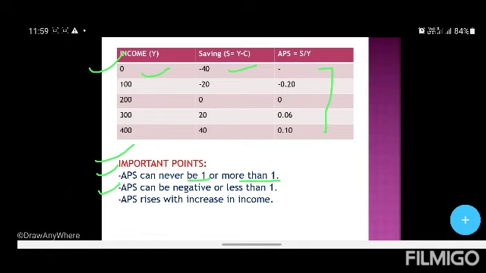APS can be negative or less than 1. Less than 1 भी हो सकता है. It can be negative also. Why? Because we have negative savings here. Therefore, APS is also negative. APS rises with the increase in income. जैसे जैसे income बढ़ेगी, APS, average propensity to save also rises.